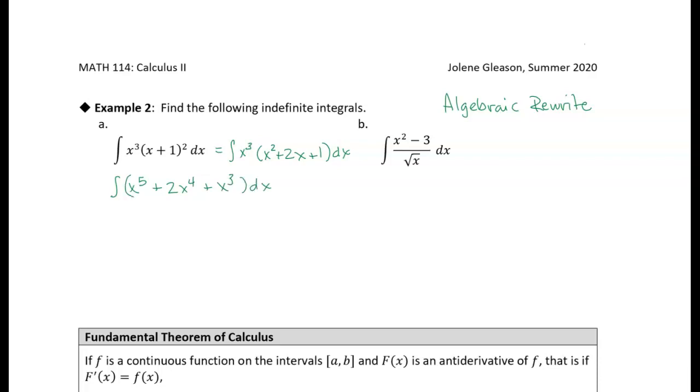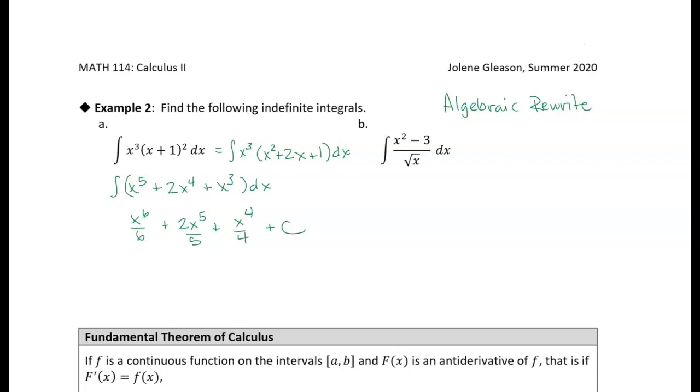And dx. Now you can see we just need to apply that reverse power rule. All right, so we're going to end up with x to the 6th over 6 plus 2x to the 5th over 5 plus x to the 4th over 4 plus c. Don't forget the plus c.